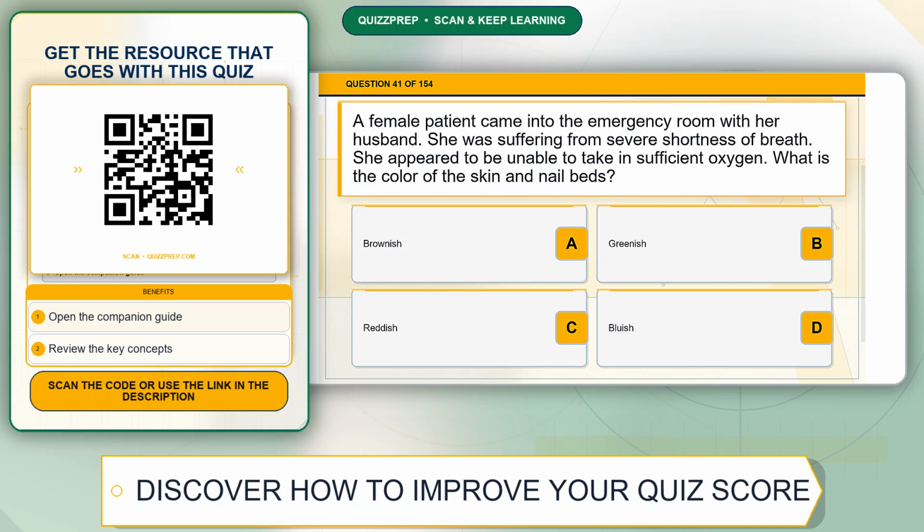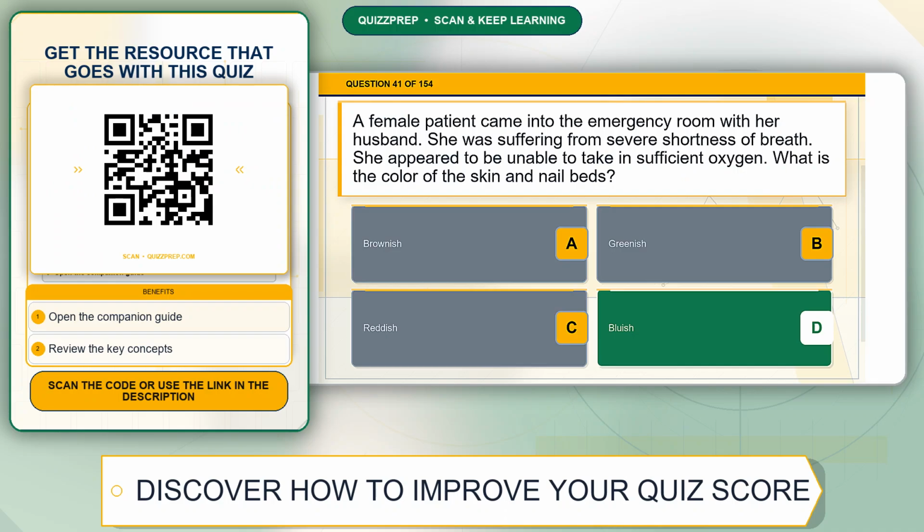Question 41. A female patient came into the emergency room with her husband. She was suffering from severe shortness of breath. She appeared to be unable to take in sufficient oxygen. What is the color of the skin and nail beds? Option A, brownish. Option B, greenish. Option C, reddish. Option D, bluish. The correct answer is option D, bluish.